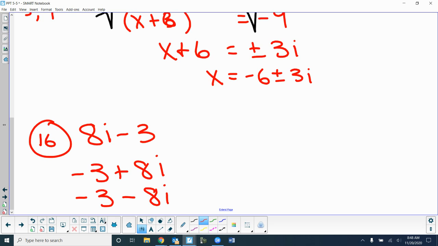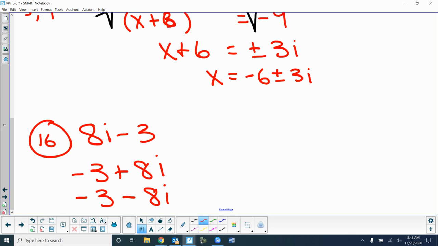They're going to write it in the wrong order for you sometimes. Don't miss this. This is easy. Just put it in the right order. Real part in the front, imaginary part in the back. And then all you do is change the symbol between the two.